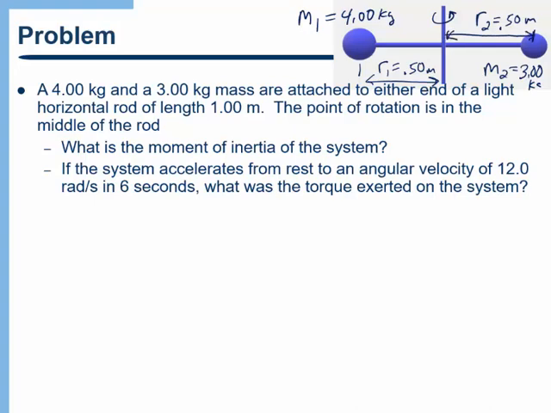So you're asked to find the moment of inertia for the system, and then the second part is, if the system accelerates from rest to an angular velocity of 12 radians per second in 6 seconds, what was the torque exerted on the system? Why don't you go ahead and pause the video and see if you can work through this problem on your own. Just to give you one hint, you're definitely going to have to use some rotational kinematics in the problem, as well as your definition of torque and definition of moment of inertia.